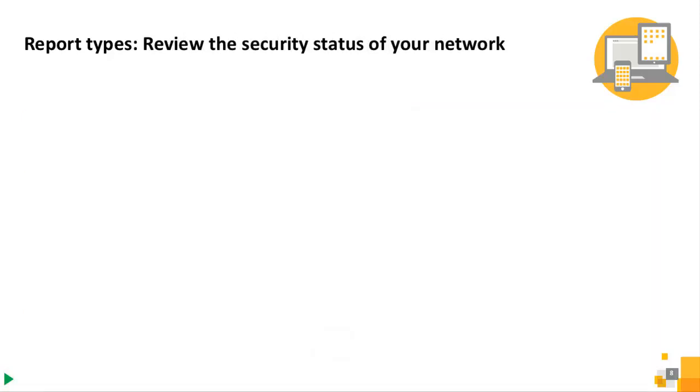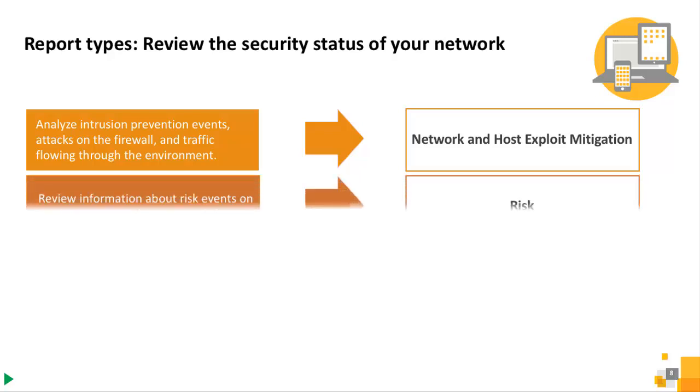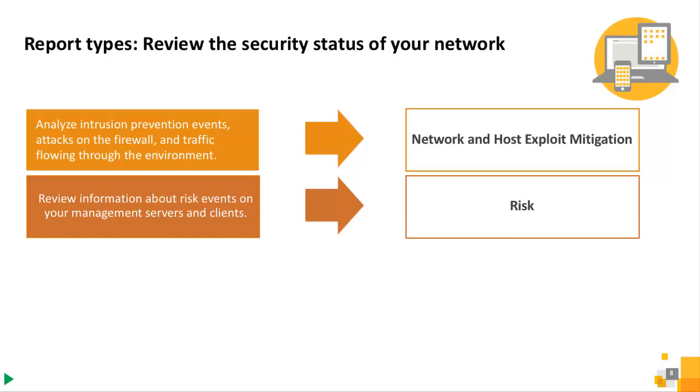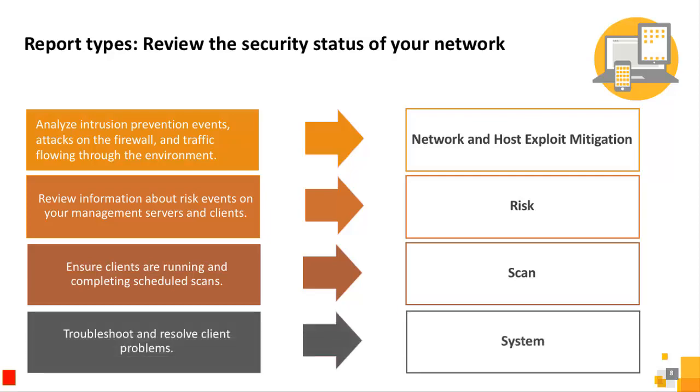You can also review the security status of your network using SEPM reports. Network and host exploit mitigation reports enable you to analyze intrusion events, attacks on the firewall, and traffic flowing through the environment. Use risk reports to review information about risk events on your management servers and clients. You ensure that client computers are running and completing scheduled scans with scan reports. You troubleshoot and resolve system problems with system reports.